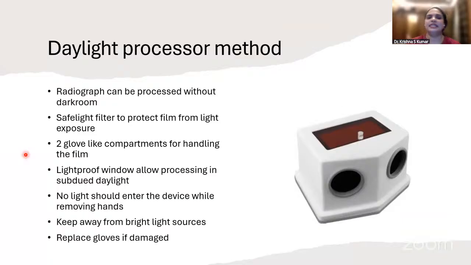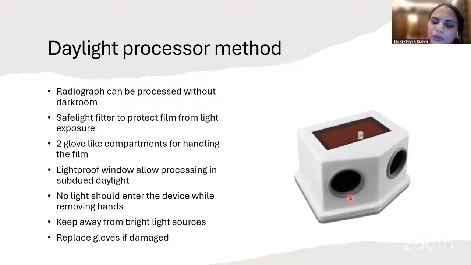The next technique is the daylight processor method. In the daylight processor method, you will have a machine like this. The advantage is that you don't need a dark room. You have a safe light red filter, and there are two gloved compartments. Through one gloved compartment, the hands should be dry, and the film should be held by its edges. You insert your hand with the film inside this compartment, and you unwrap the exposed film, and the processing steps are carried out.